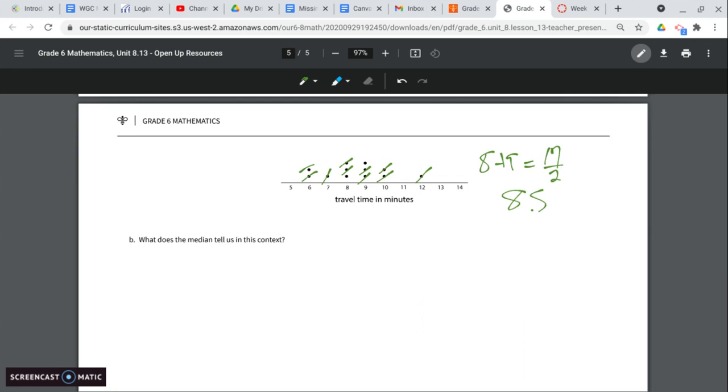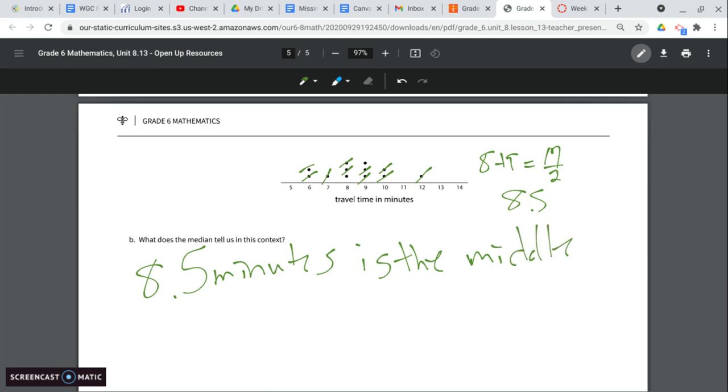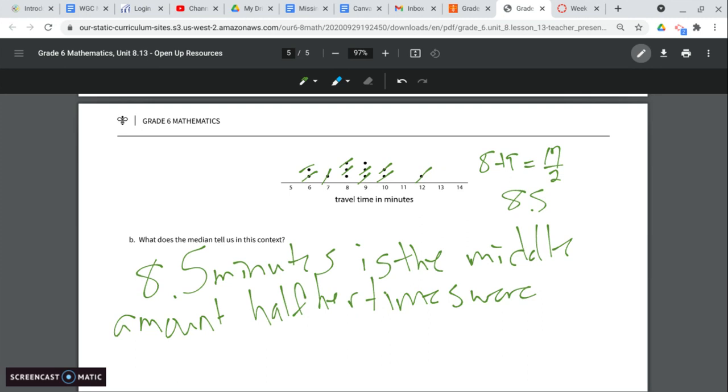So what does the median tell us? That 8.5 minutes is the middle amount. Half her times were more, the other half less. So median is your keyword for this lesson. So what we do when we're solving for the median, we put our numbers in numerical order and then count into the middle. So median is your keyword for this lesson.